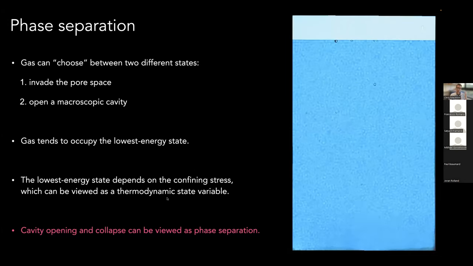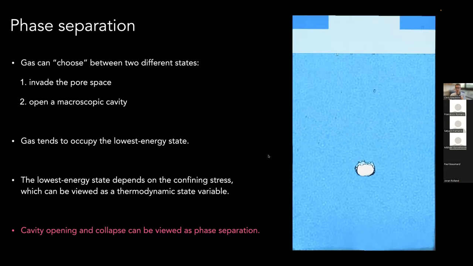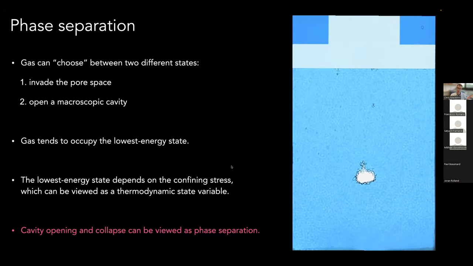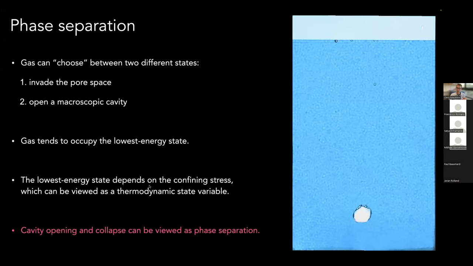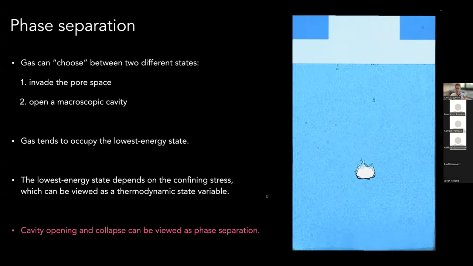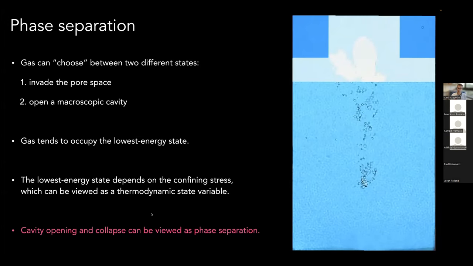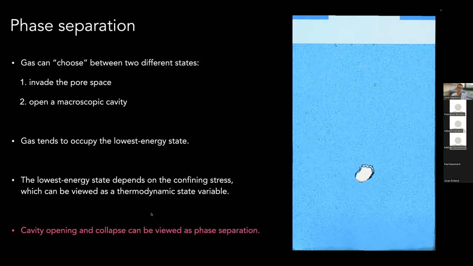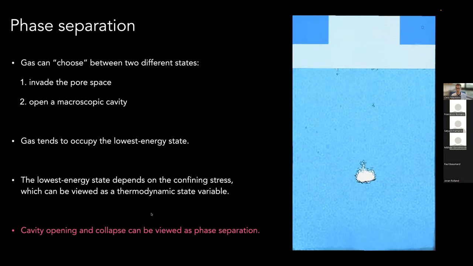So I can think of this whole thing as a process of thermodynamic phase separation, where the gas can either be in the pore space of the porous medium, meaning mixed with the liquid and the solid, or separated from the liquid and the solid. And it chooses which of those it wants based on this thermodynamic state variable, which is the confining stress. And of course, also based on the properties of the system. And so once you make that change of perspective and think about this as a process of phase separation, you can draw on a lot of the tools that people have used to think about phase separation in the mechanics community and in the physics community.